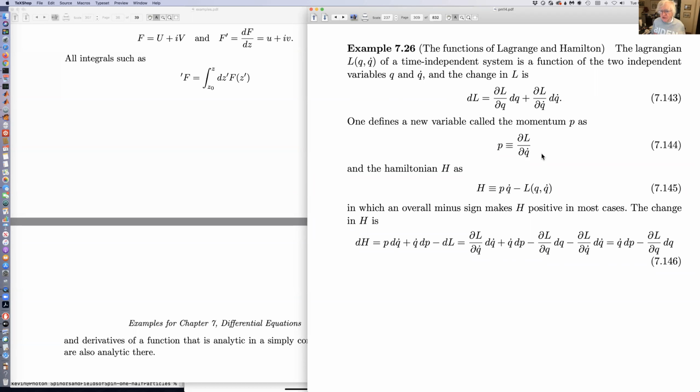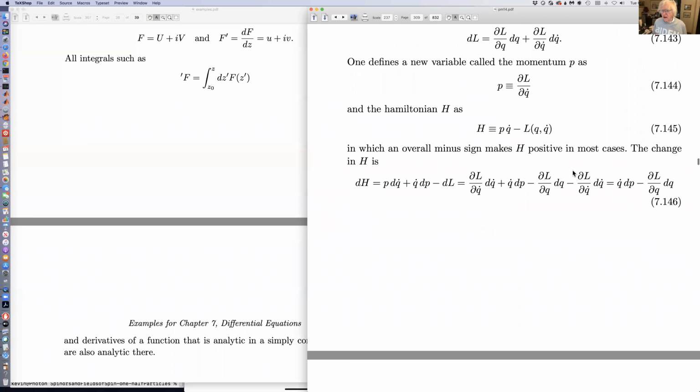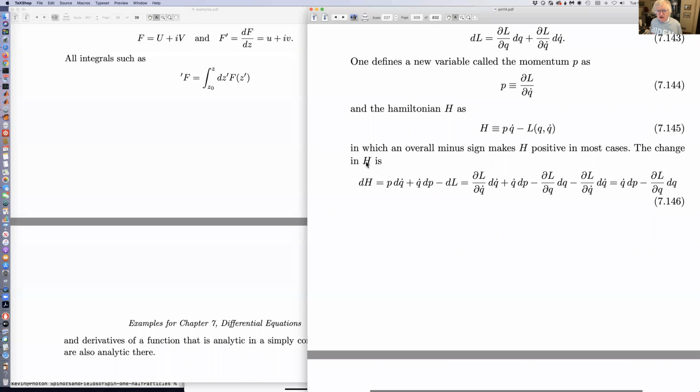And what you often do in mechanics is you set p equal to partial L partial q dot and define the Hamiltonian this way. Here we put in an overall minus sign. So instead of writing L minus p q dot, we wrote p q dot minus L. This is to make the energy positive. What happens then? What's the change in H?